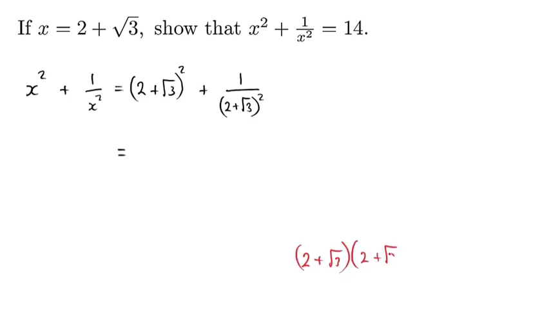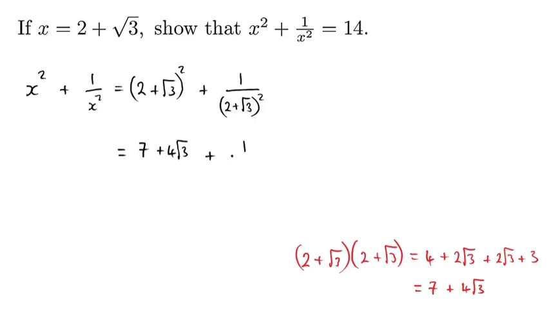2 times 2 is 4. 2 times root 3 is 2 root 3. Root 3 times 2 is 2 root 3. And lastly, root 3 times root 3 is 3. So this will give us 7 plus 4 root 3. So multiplying this by itself gives us 7 plus 4 root 3, plus 1 over 7 plus 4 root 3 is what we get.